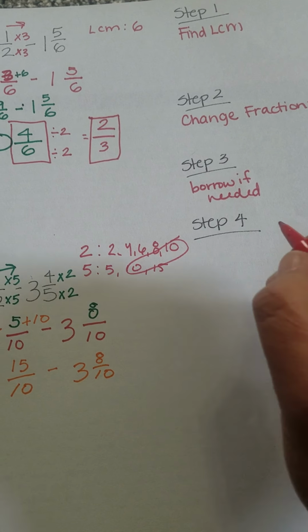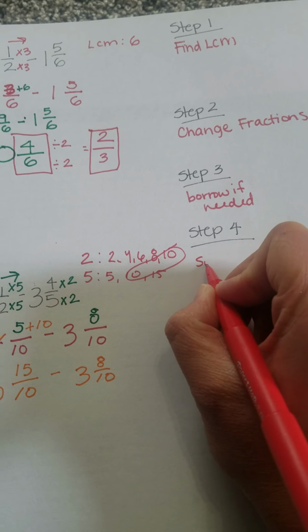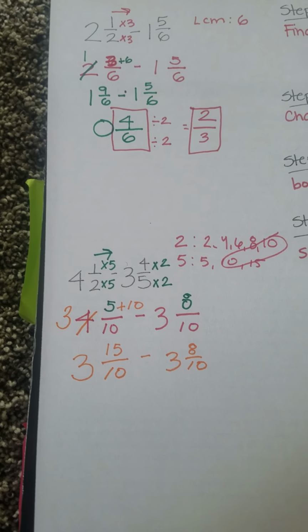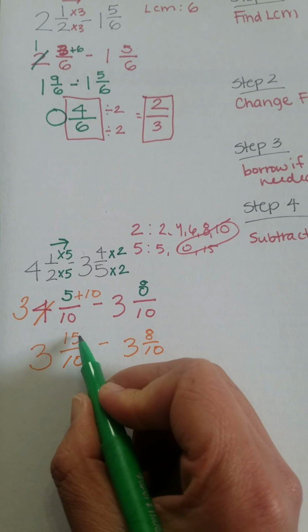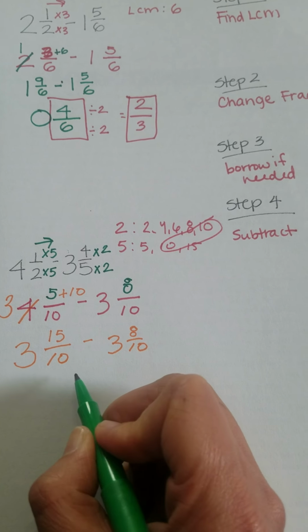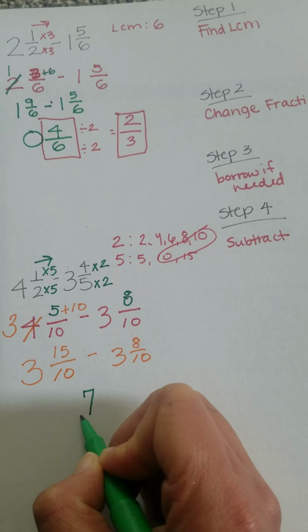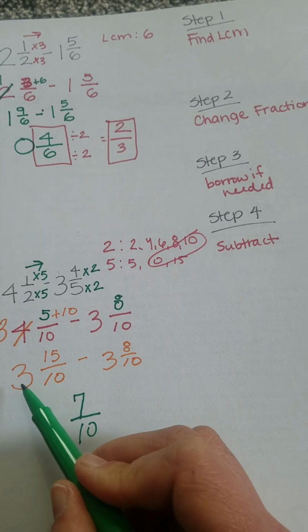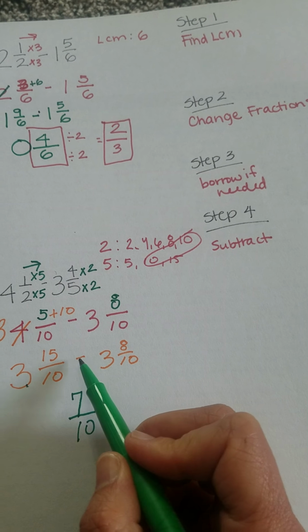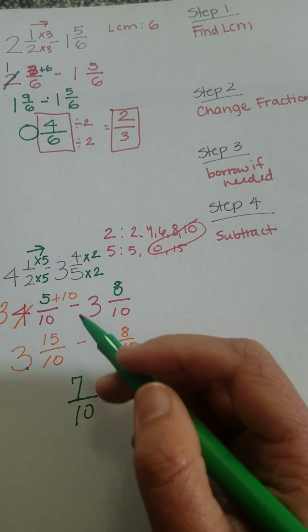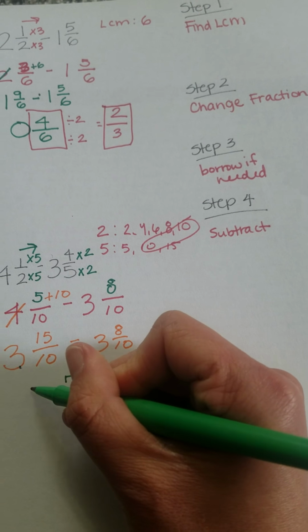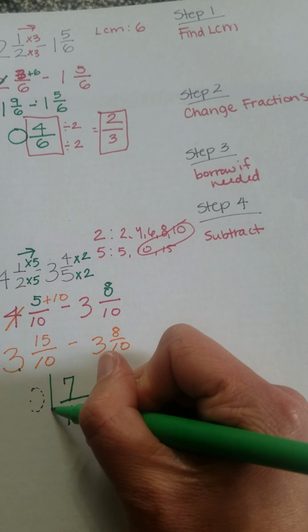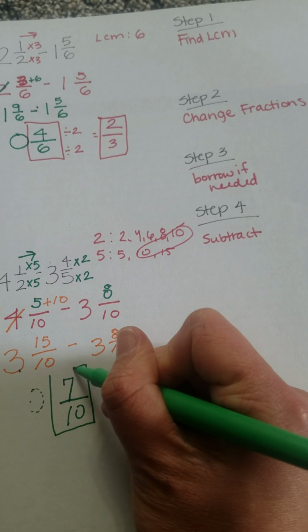So now step 4 is subtract. So let's go ahead and subtract. 15 minus 8 is 7 over 10. Now we're going to subtract our whole numbers. 3 minus 3 is 0. So I don't really need to write that, but if you want to write it, you could put a 0 right here if you'd like. And 7 is a prime number, so this is my final answer.